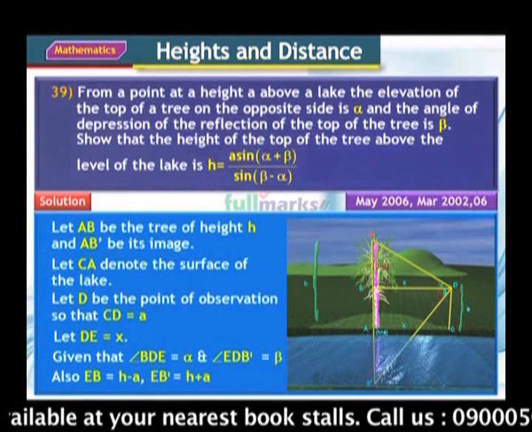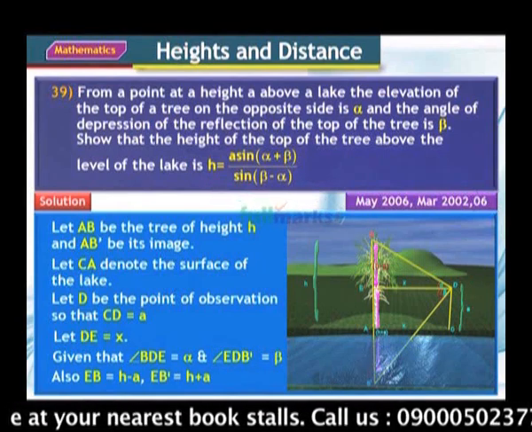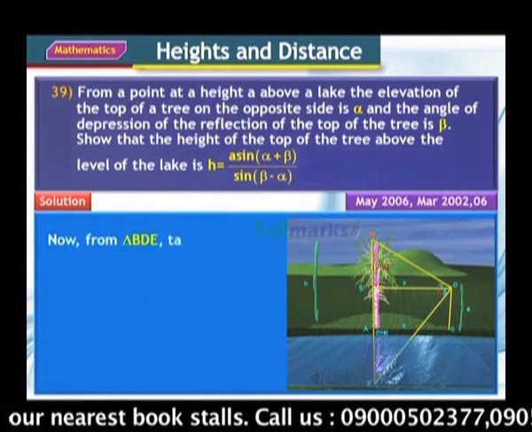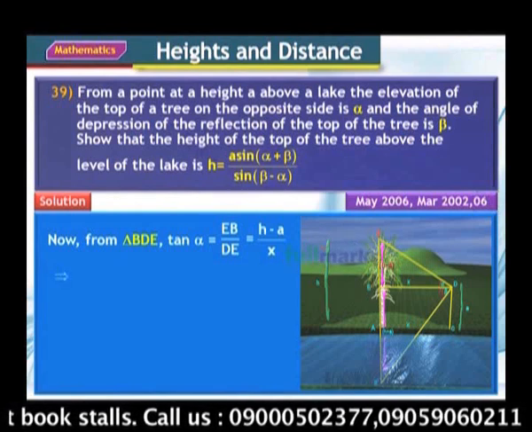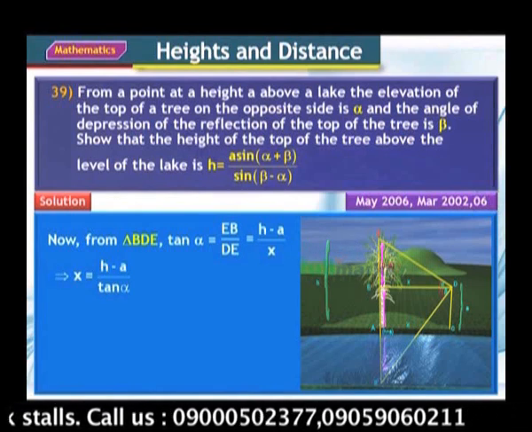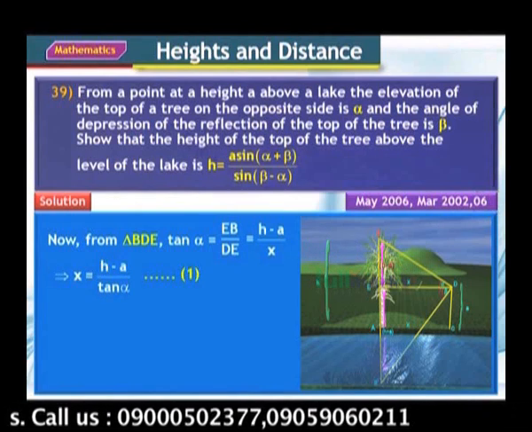So take that many relations. For the first triangle, from triangle BDE, tan alpha is equal to EB by DE, that is H minus A by X, hence X becomes H minus A by tan alpha. That is number 1 relation. For this you will get 1 mark.